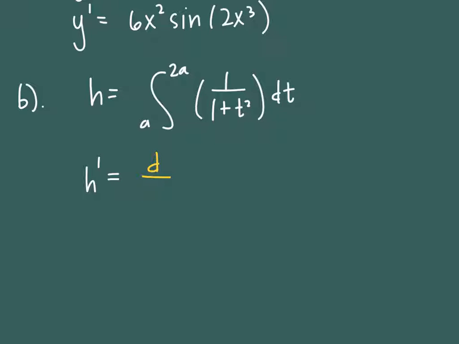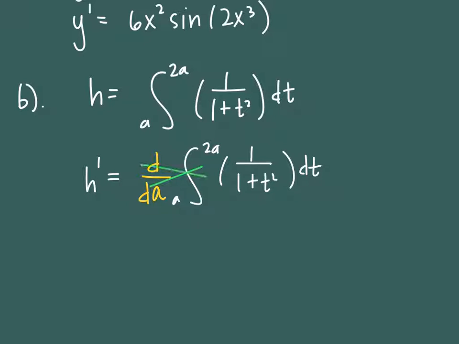Now d what? Okay, the derivative with respect to a. Okay, it's the variable that's part of the bounds, not the variable that's part of the function. So d da of the integral from a to 2a of the function 1 over 1 plus t squared dt. So again, the integral and the derivative cancel each other out, but they don't cancel out the bounds.